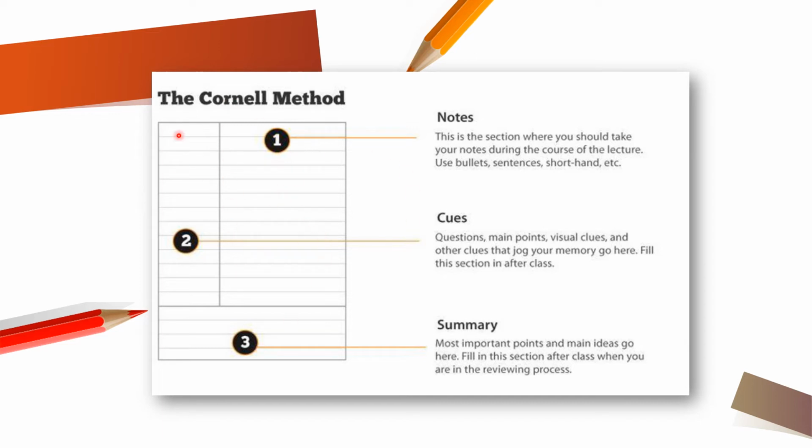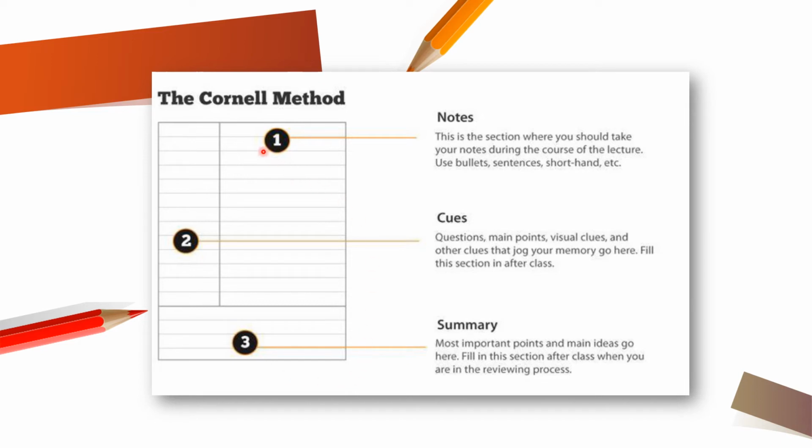When you see the A4 paper, you divide it into three parts. The first part is for the notes, where you jot down all the notes. The second column is the Q column, where you write down the questions, the main points, the visual clues and other clues that jog your memory. Fill this section in after class. And this is the summary, where you write the most important point and main idea. Fill this section in after class, during the reviewing process.